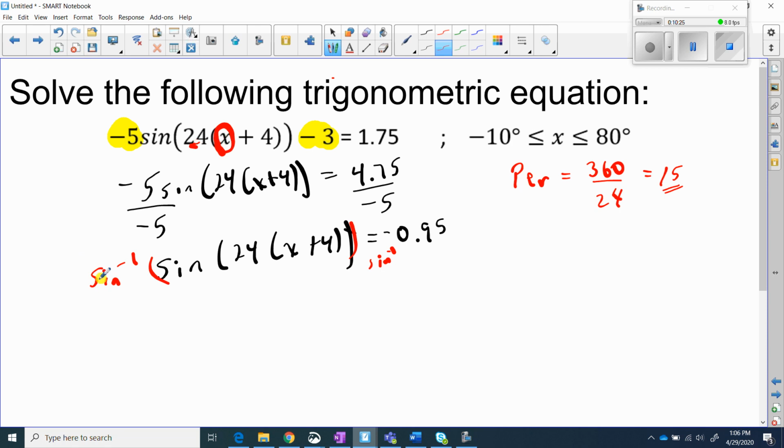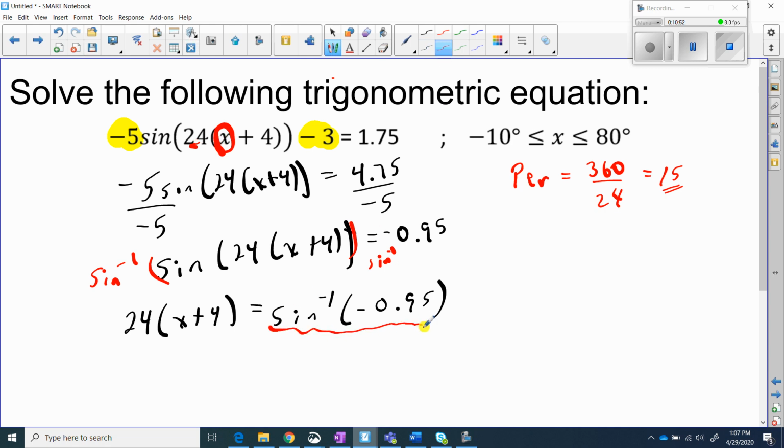So as we were saying, the inverse sine of the sine is going to get you down to 24x plus 4 equals, I'm just going to write this out here for a second, inverse sine of negative 0.95. Now at this point, it's going to draw upon your knowledge from pre-calc 11. We have to find the two possible angles that would be associated with this if you were doing it just between 0 and 360, like a regular old trig equation.